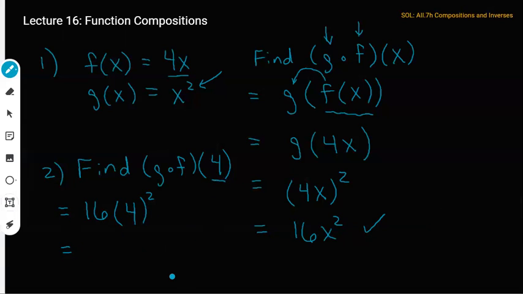Okay, so let's see what happens when I do that. I get 16 times 4 squared. I know that 4 squared is going to be 16, right? So I'll just replace that with a 16. And then 16 times 16 is going to give me that 256 that I want. And that's my answer.